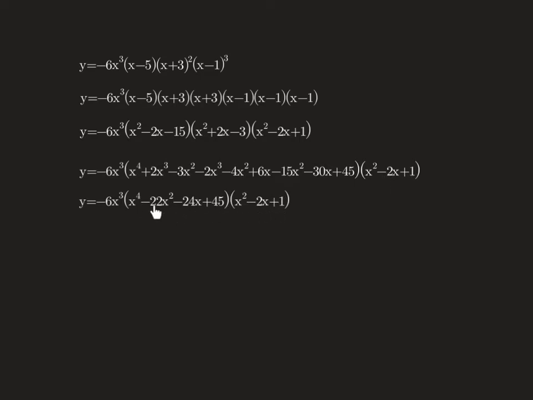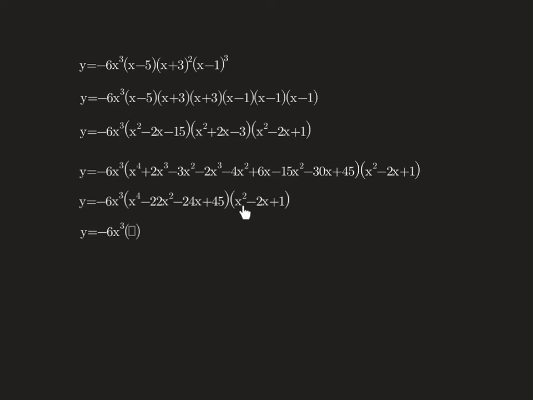Now we have a 4-term polynomial and a trinomial to multiply together. We're going to have to do x to the 4 times this one, times that one, and times that one. The second one times all three. The third one times all three. And the fourth one times all three. So we're actually going to have 12 operations that we have to do here. And then we'll simplify from there.